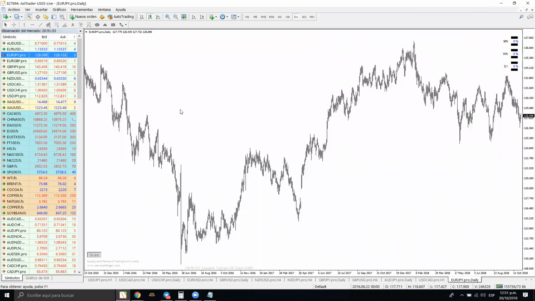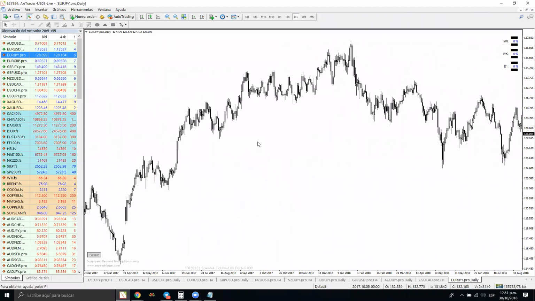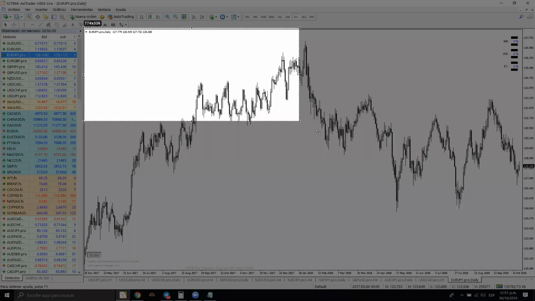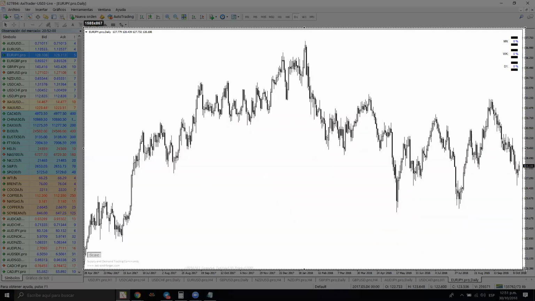So continue. Now we're going on daily. Let's go and see what happened from daily. Now we have from the beginning of last year. What has been happening daily? We're going to have a clearer view of what the market has been doing from last year until now. This is the same movement that we made before. Now we have more information with more candles.